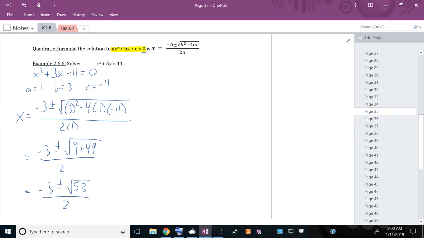Now 53 is not a perfect square, but we do want to check to see if we can simplify. Now, unfortunately, 53 cannot be simplified, so that is actually our final fully simplified answer. It does look a little bit hideous, but we will sometimes get answers that look like that.